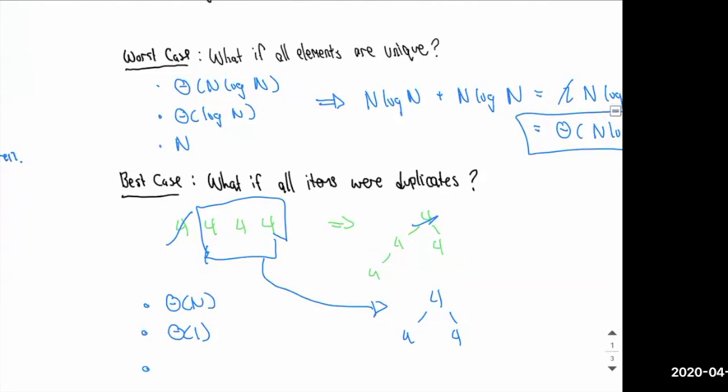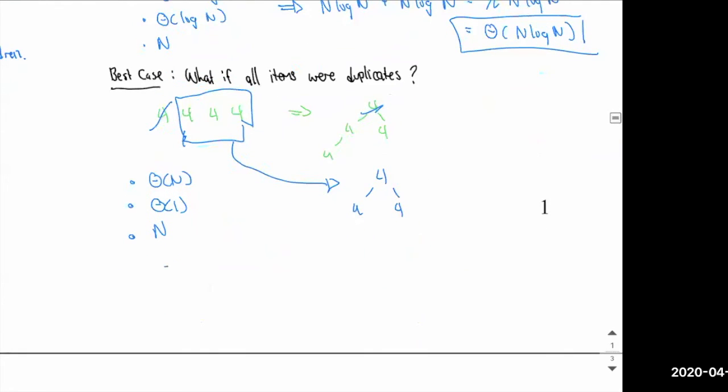How many times do we do this? We apply this n times. So if we work through the summation again, this is the same thing as n plus n, which is equal to 2n, drop constants. Asymptotically, the best case runtime is theta of n.